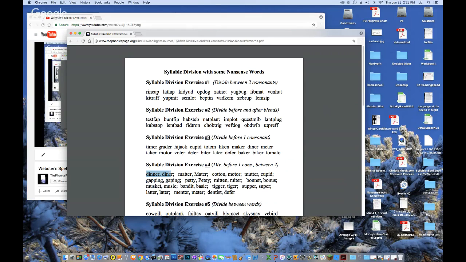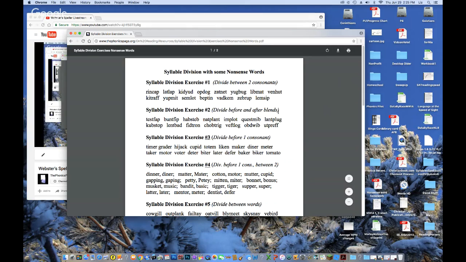And then the next one highlights the difference between the two, like dinner and diner. So it's two consonants you divide between, making the vowel short because it ends in a consonant. One consonant you divide before, making the vowel long because it ends in a vowel.